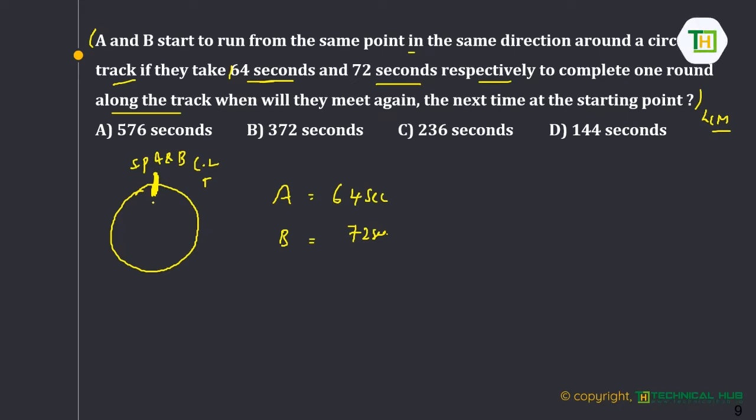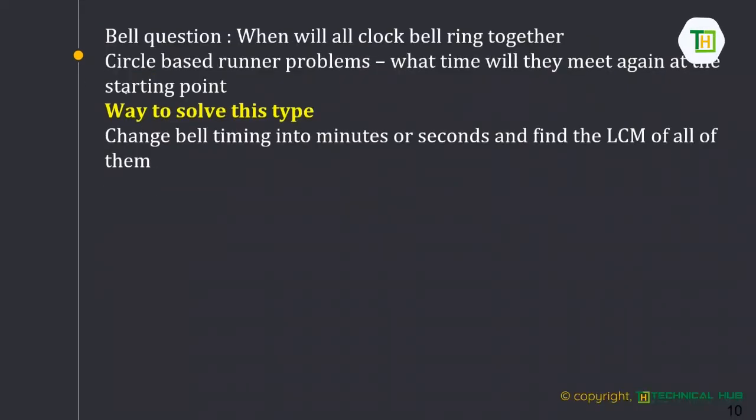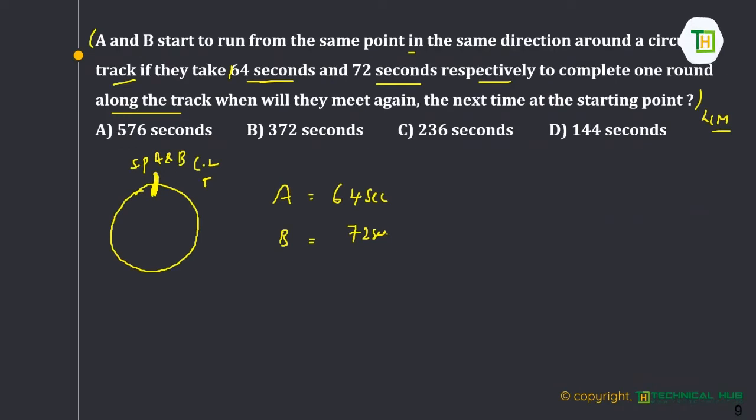Bell questions and circular-based questions, you have to apply the LCM. What is the way of solving this type? Just calculate the LCM of the given numbers and you will get the answer. You need to calculate the common number between 64 and 72, so simply take the LCM. So, LCM of 64 and 72.